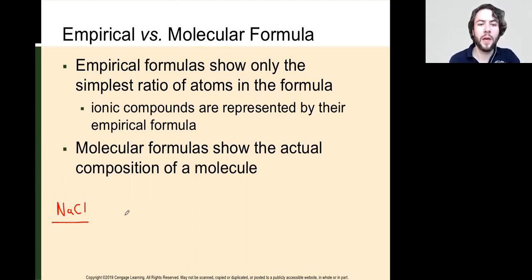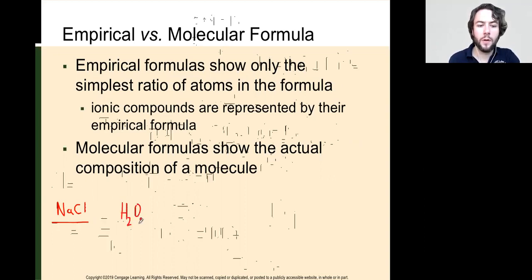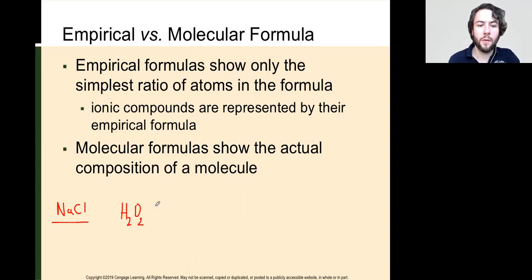If, for example, we had hydrogen peroxide, that's a molecular formula. But it could be described by an empirical formula, which would be HO. So that's the simplest ratio. But that's not the actual molecular composition. This is the actual molecular composition, H2O2.